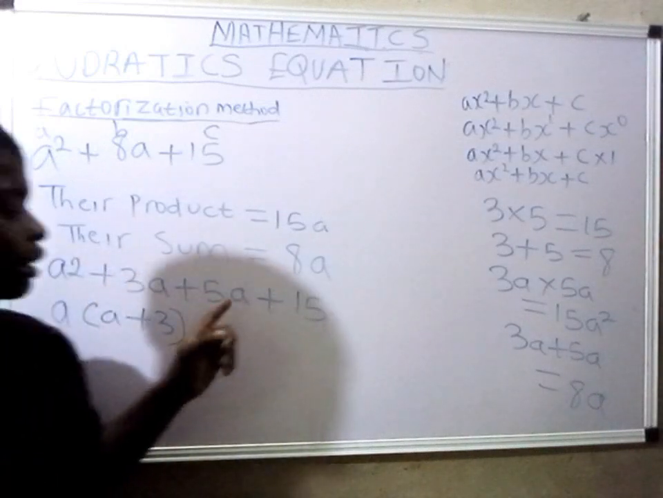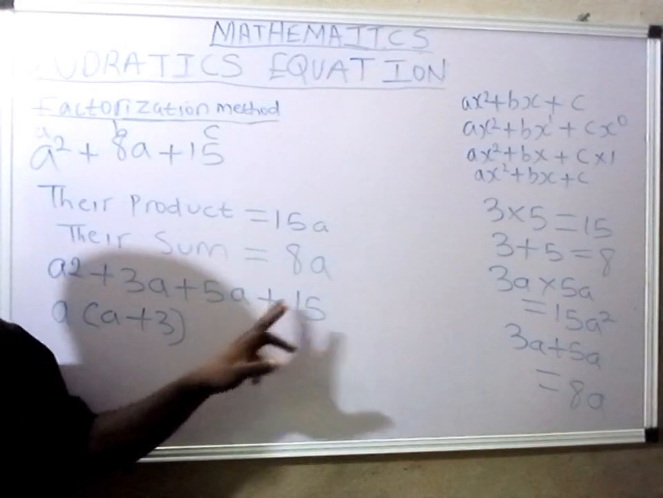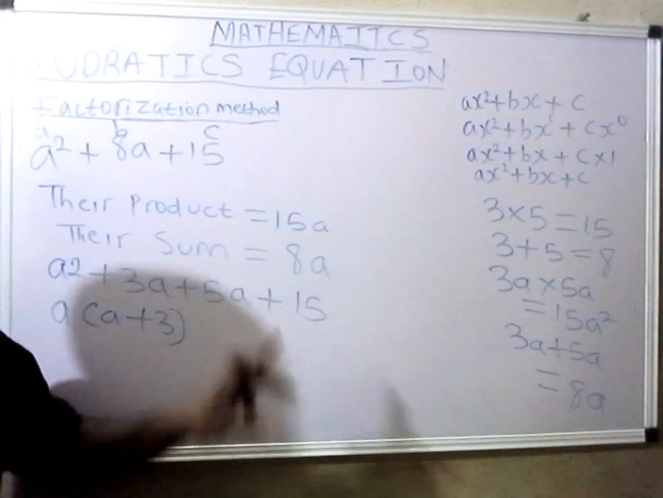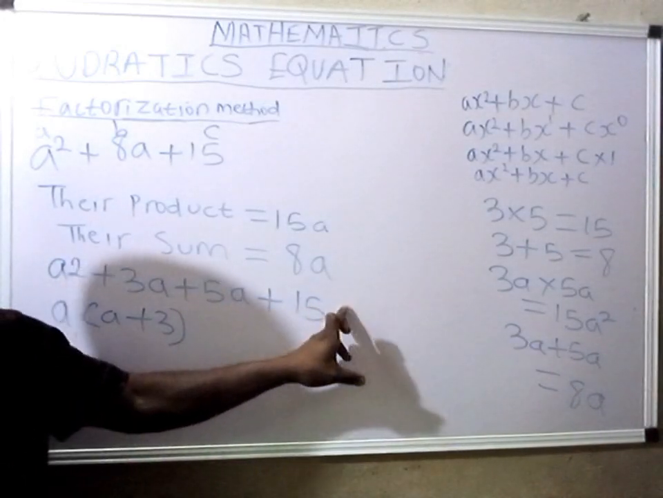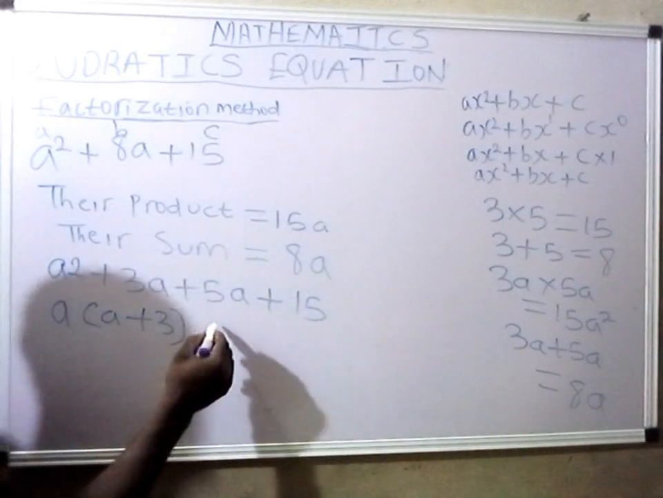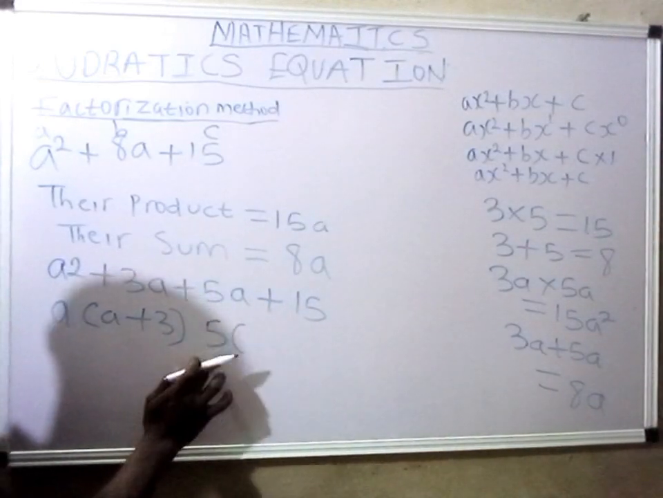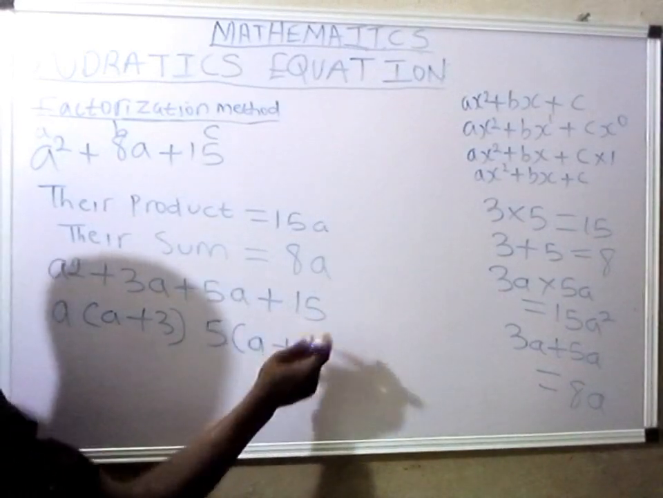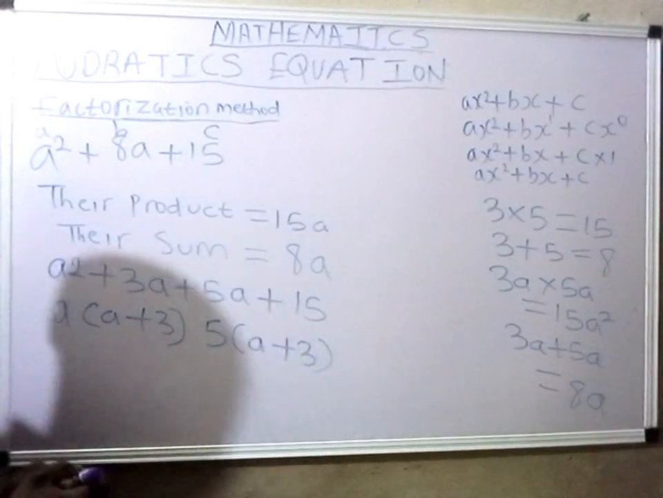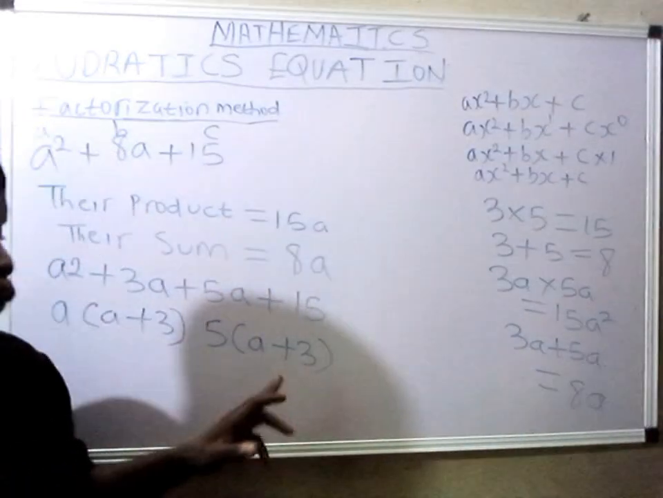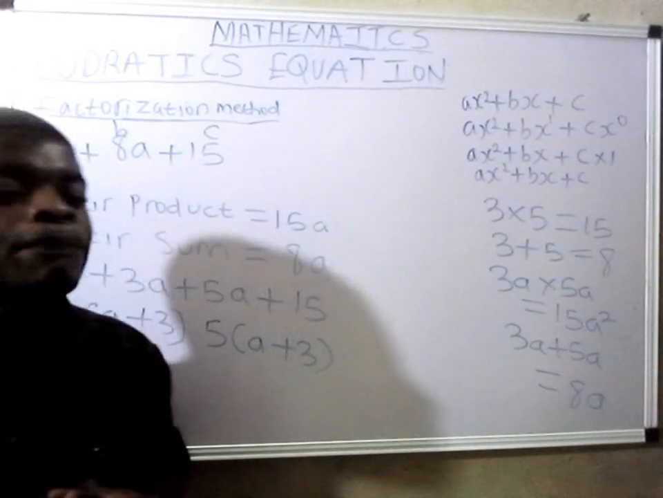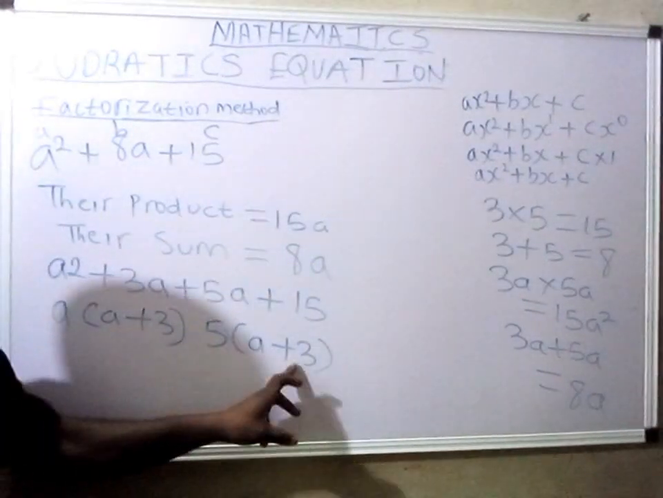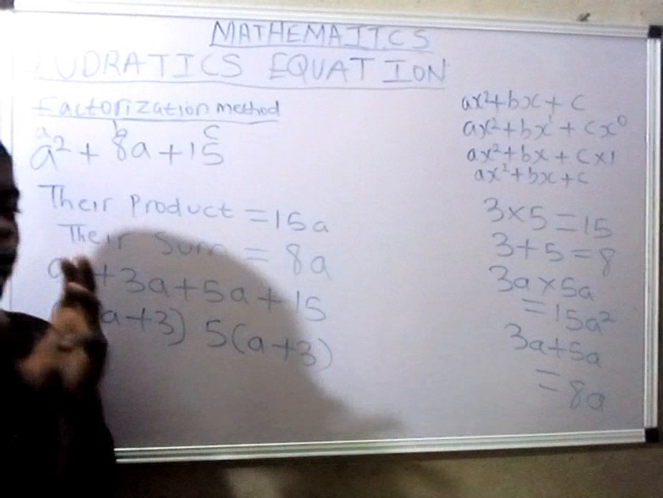Then for the others, 5a plus 15, 5 is common because 5 can divide both terms. 5 is going into 5a and 5 is going into 15. So you bring out your 5. 5 into 5a is a left, and 5 into 15 is 3. After solving, getting to this point, you look inside the bracket to see if you have the same expression. You can see we have the same expression, so we are correct. So we can move forward.